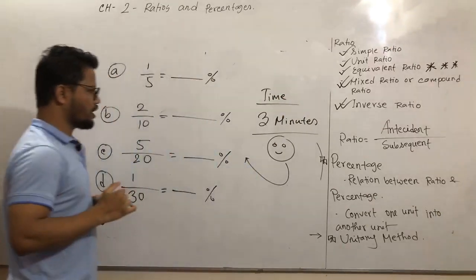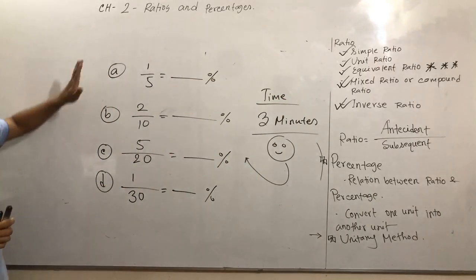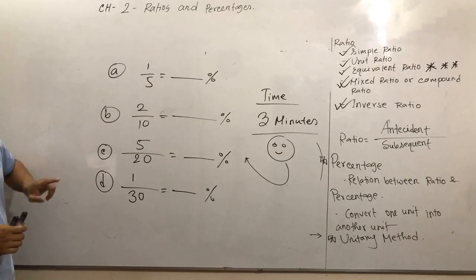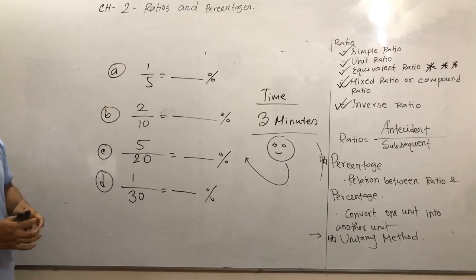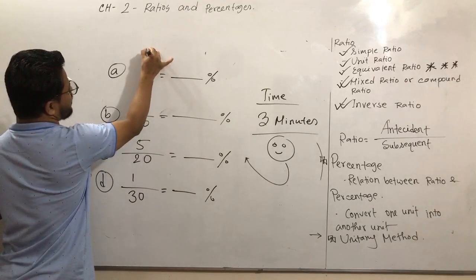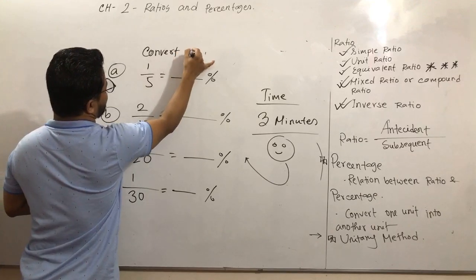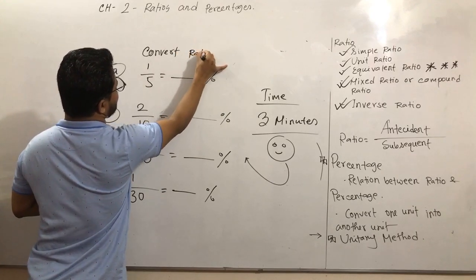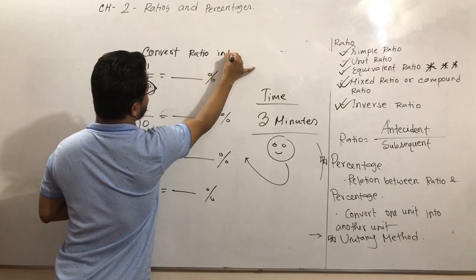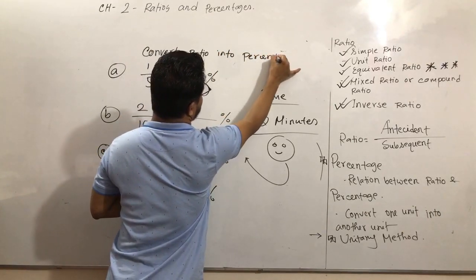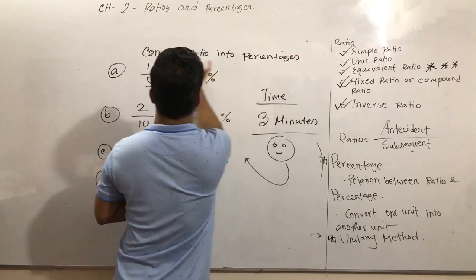Time 3 minutes. Within these 3 minutes you can answer number 1, A, B, C and D. Convert fractions into percentage. Its title name: convert ratio into percentages.